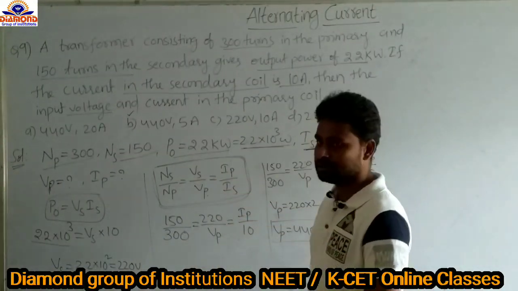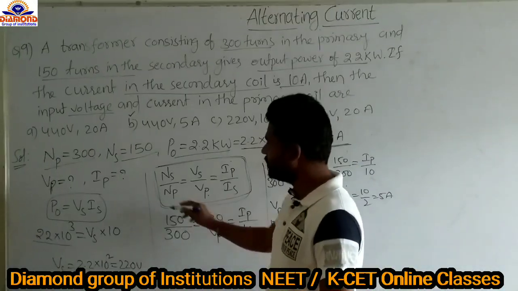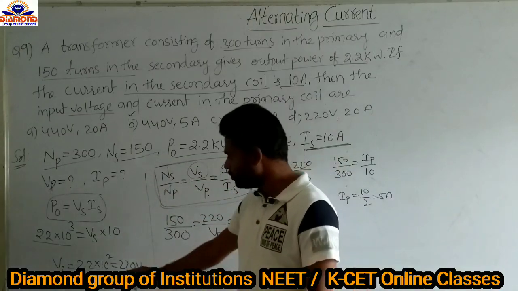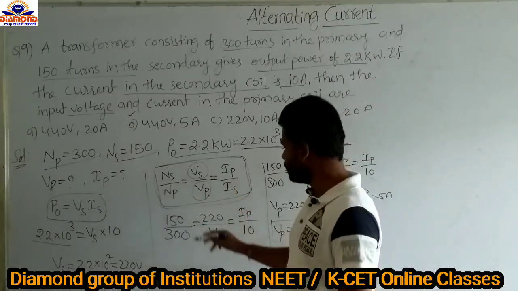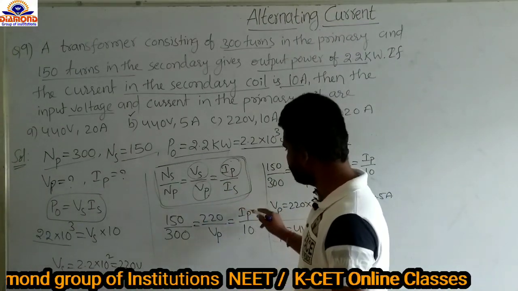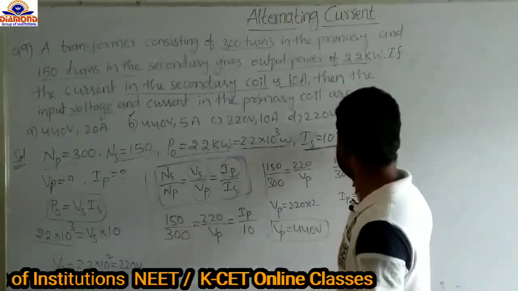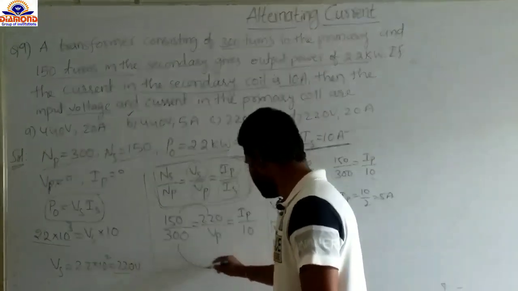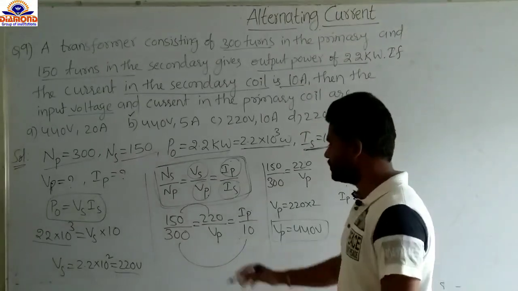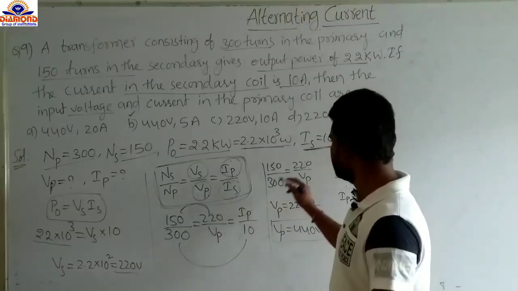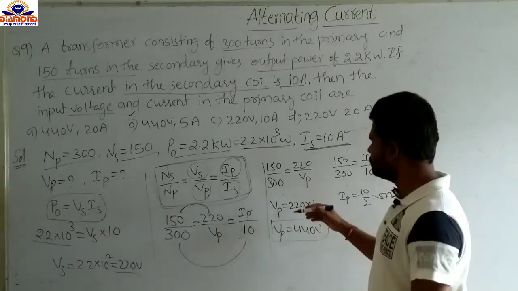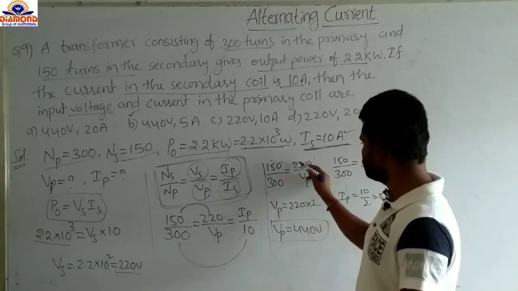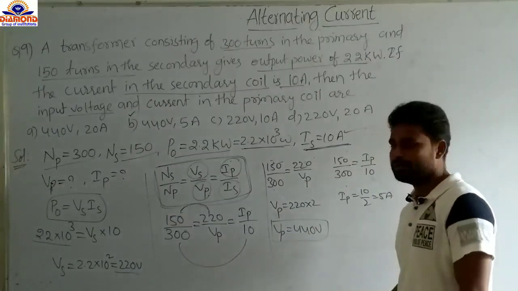Now use this relationship. NS value we know, 150 turns, NP value we know, 300 turns, secondary voltage we just found, 220 volts. Primary voltage Vp we have to find, primary current Ip we have to find, secondary current they mentioned 10 amperes, so substitute 10 amperes. Now equate two terms at a time. First I am equating these two terms: 150 by 300 equals 220 by Vp. 150 ones are 150, 150 twos are 300. So 2 will come this side, Vp will go this side. Vp equals 220 into 2, so 440 volts.